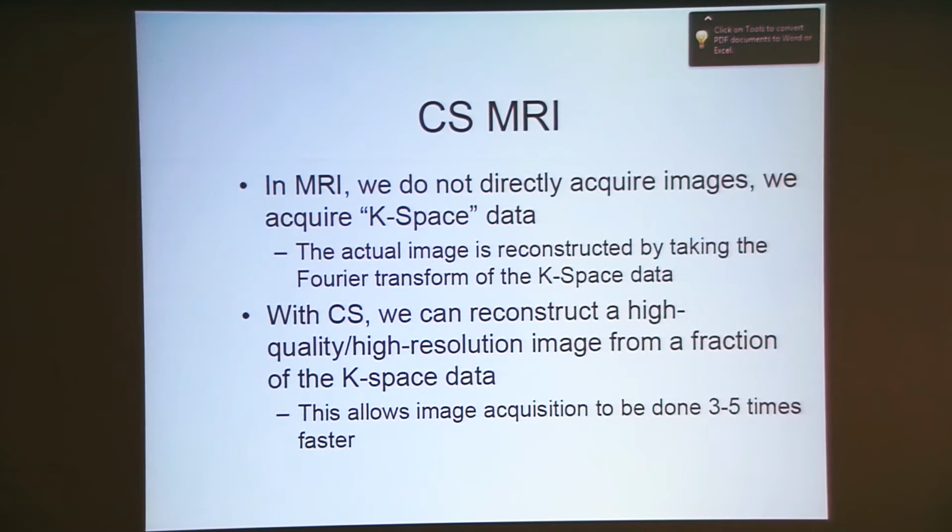Okay, so for MRI applications, you don't acquire the images, you acquire the k-space data. And the actual image is reconstructed by taking the Fourier transform of the k-space data. With compressive sensing, you can reconstruct a high-quality image from a fraction of the k-space data. So you can do image acquisition 3 to 5 times faster, which is fantastic if you're lying in this horrible machine, which is noisy as hell and expensive and unpleasant.